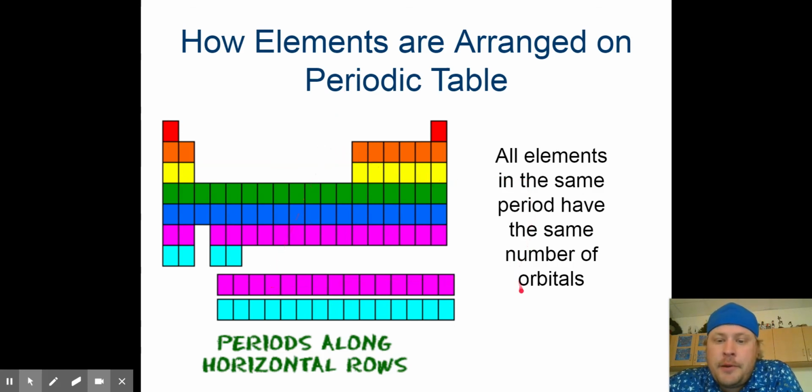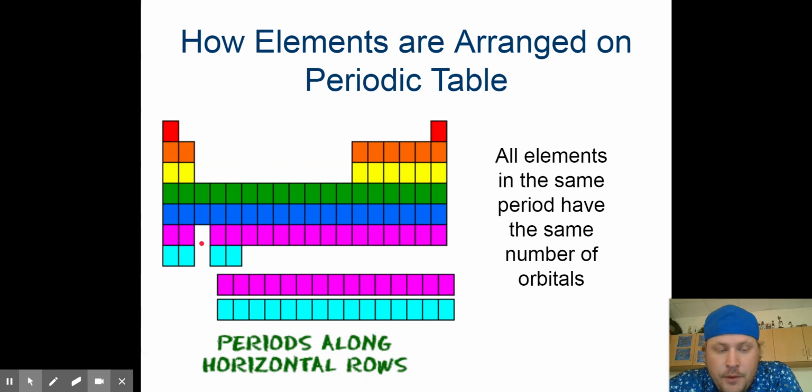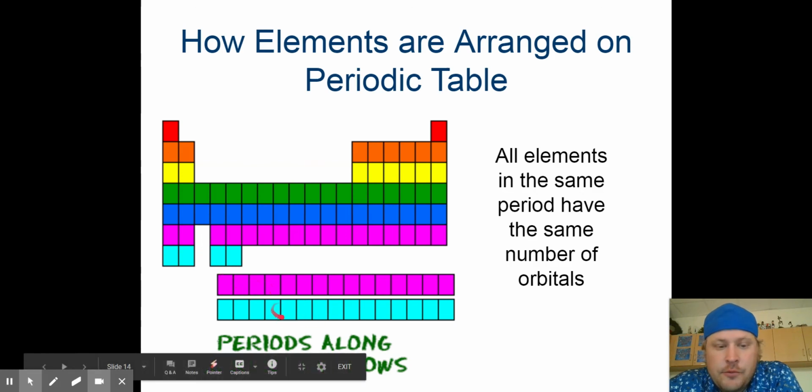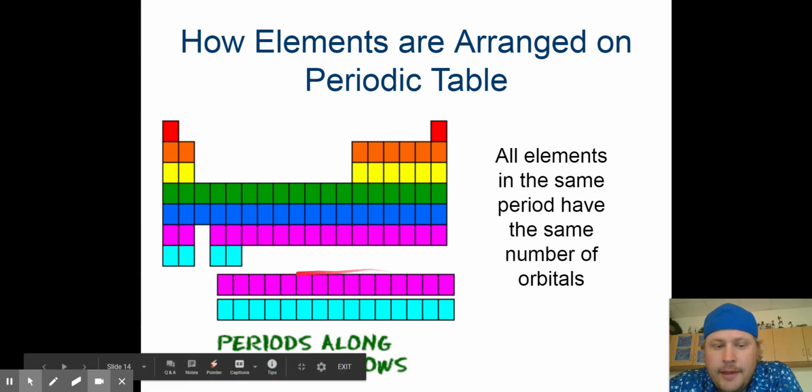All elements in the same period have the same number of orbitals. Again, we're going to talk about what that means. So again, red across the top, orange, yellow, green, blue, pink, blue. You notice here, 1, 2, 3, 4, 5, 6, 7. There's only 7. This down here is actually this right here, okay? When you look at a periodic table, you're always going to see these 2 rows down here. It actually fills in this information here. It's because we know a lot less about these elements, and they're very similar, and that's why they're broken down into this section.